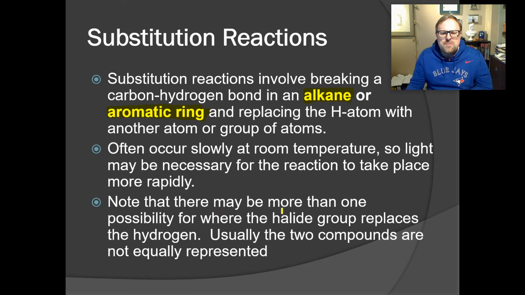And note, there may be more than one possibility for where the halide group replaces. So we may end up with some isomers of something. We may end up with a 1-bromo or a 2-bromo or a 3-bromo, depending on which hydrogen is actually getting broken. Usually what happens is the compounds aren't equally represented, and so you end up with a whole bunch of one and a tiny amount of another.